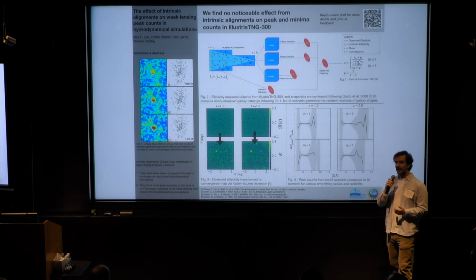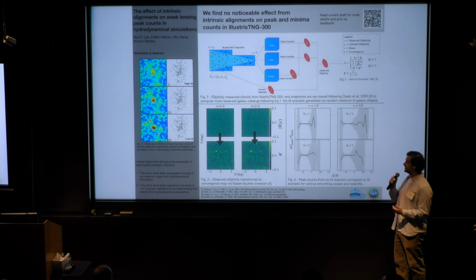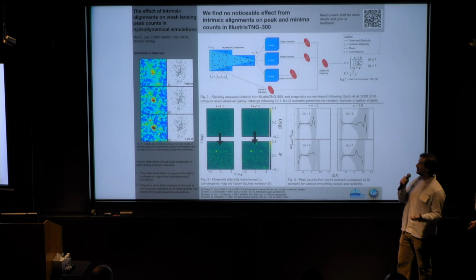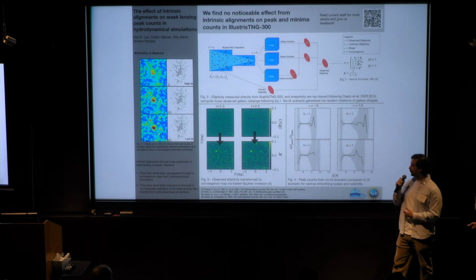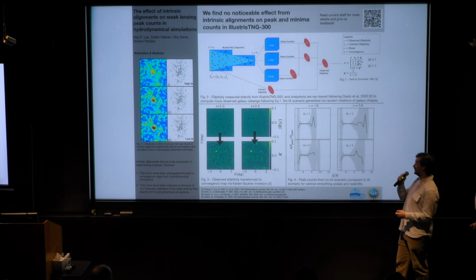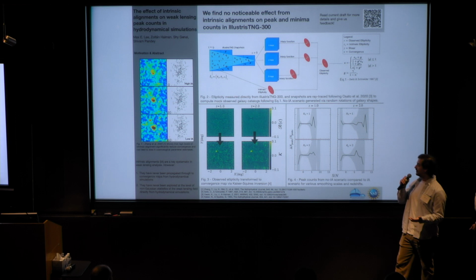But we were curious what happens if you actually just measure galaxy shapes in IllustrisTNG, a hydrodynamical simulation. Would this lead to some effect in non-Gaussian statistics, like peak counts or minima? So we propagate the actual shapes from galaxies in IllustrisTNG all the way through to create convergence maps. We extract the peaks, and we find that there is no effect if you consider the ones that have intrinsic alignment effects versus the ones that do not. Thank you.